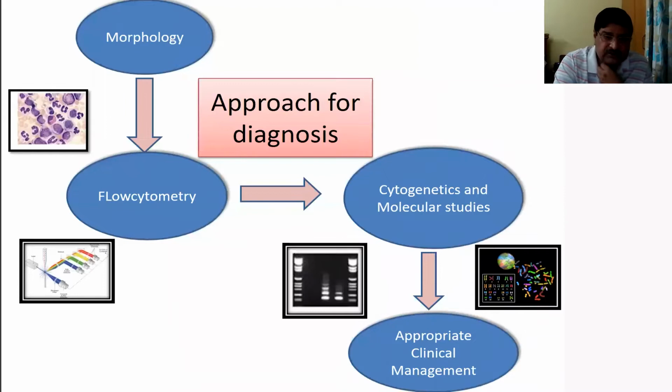So if you see this diagram, it shows that we start with morphology. Morphology is the first step to the diagnosis of acute leukemia. And gradually, we have to do flow cytometry for lineage assignment in the current context. And this flow cytometry gradually evolved into cytogenetics and molecular studies.